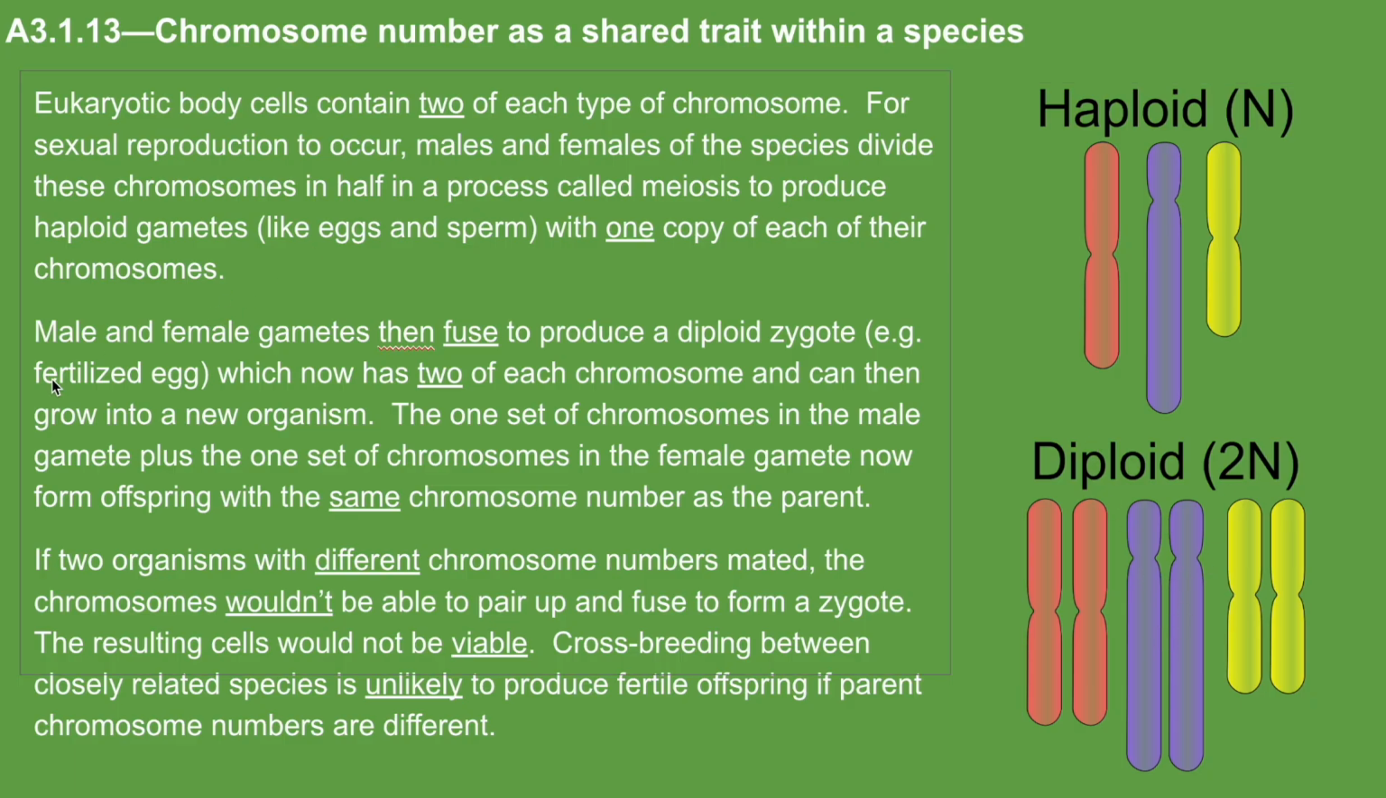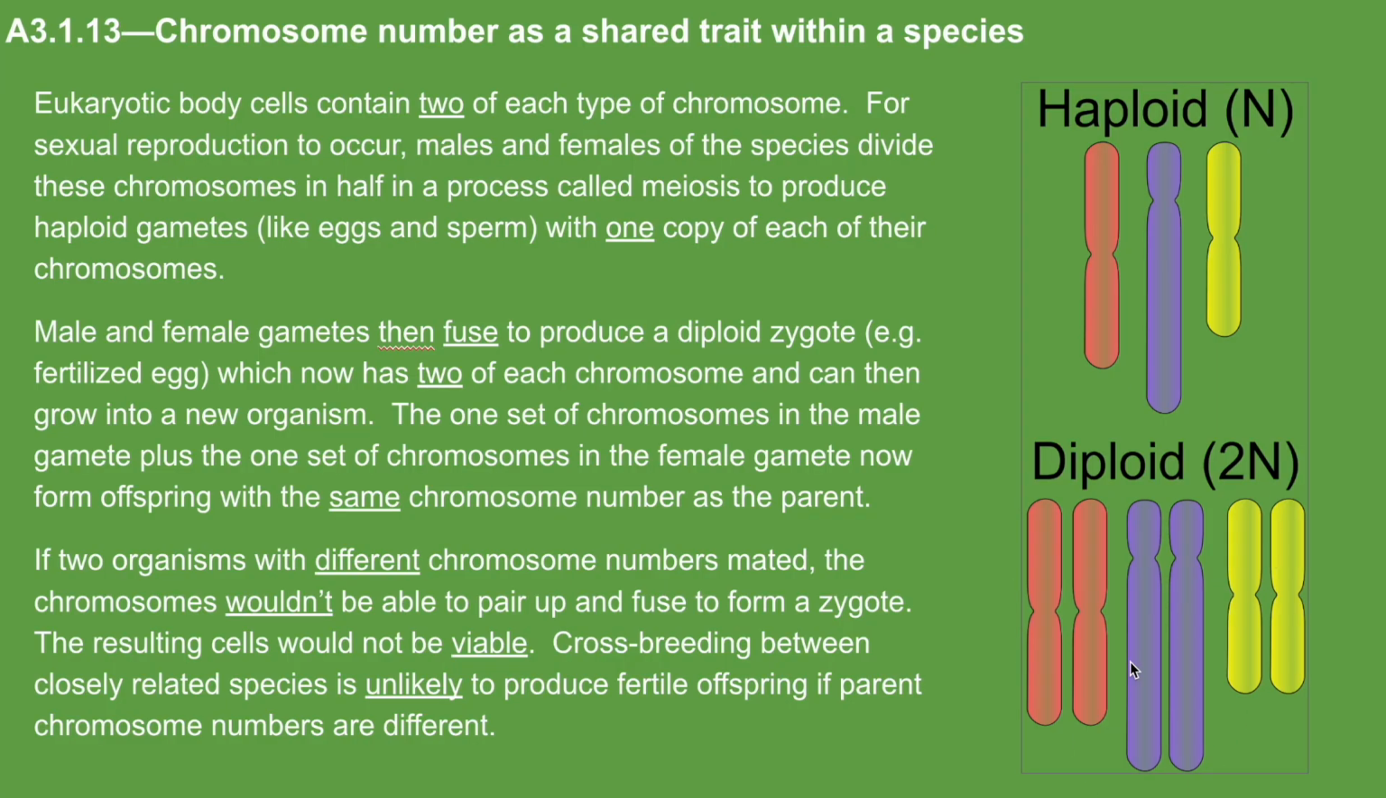And so the benefit to this is that male and female gametes then fuse to produce a diploid zygote, that fertilized egg. And so if you have 2 halves, you can then fuse to form a whole again. The 1 set of chromosomes in the male gamete plus the 1 set of chromosomes in the female gamete now form offspring that have the same chromosome number as the parent.